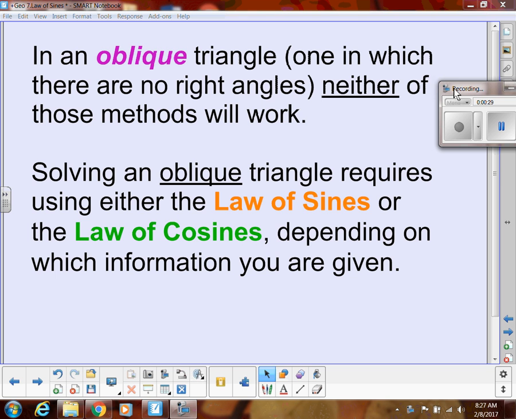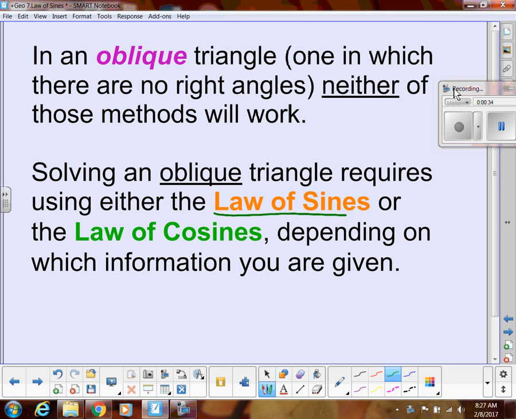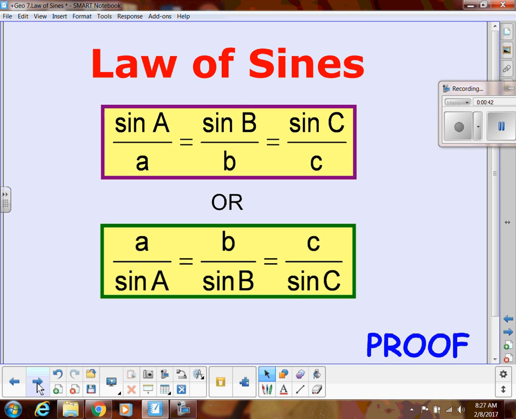Solving an oblique triangle requires either the use of the law of sines, which is what this video will be discussing, or the law of cosines, which will be in the next video. So here's the law of sines. It just has these equivalent fractions. If you do the sine of an angle divided by the side across from it, that will be equal to the sine of any other angle and the side across from it. And remember, for proportions, it doesn't matter if you do the reciprocal of those. That equality will be true.